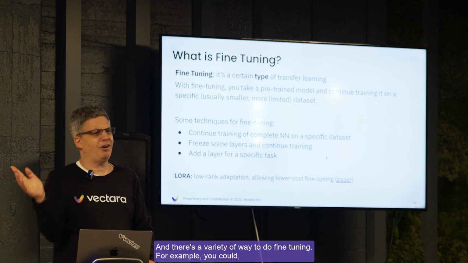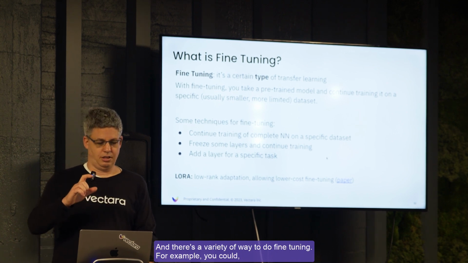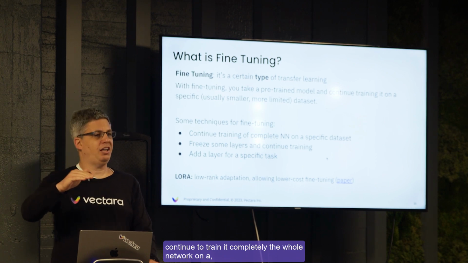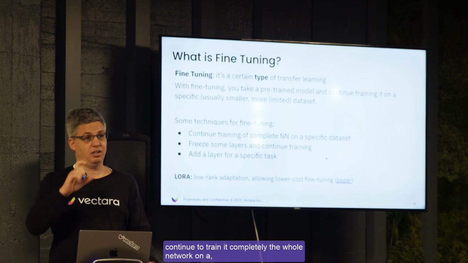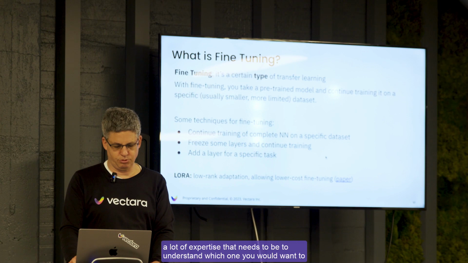There's a variety of ways to do fine-tuning. For example, you could continue to train the whole network completely on a different data set. You can also freeze some of the initial layers and continue training on some of the later layers. You could add a layer for a specific task. There's a bunch of different ways to do it, and they're not all equal. So a lot of expertise is needed to understand which one you would want to use.